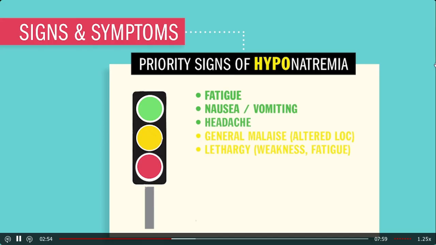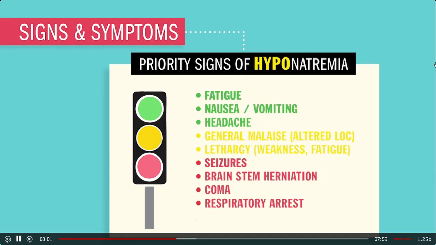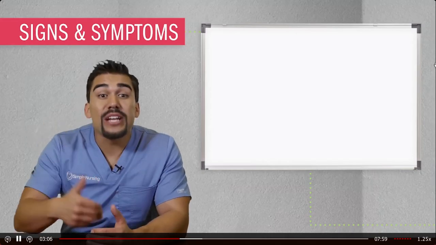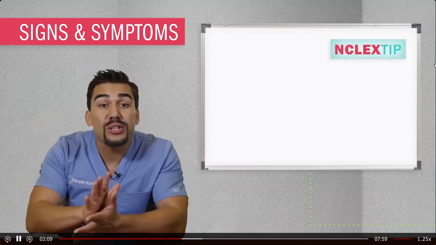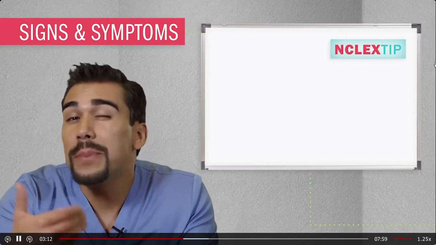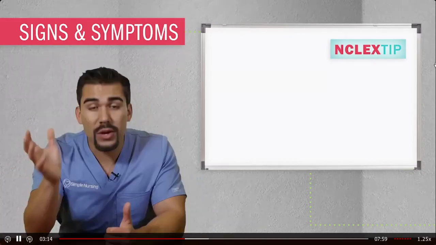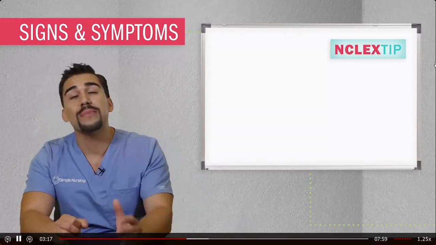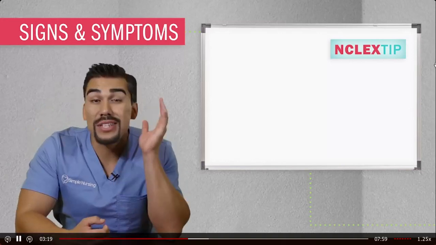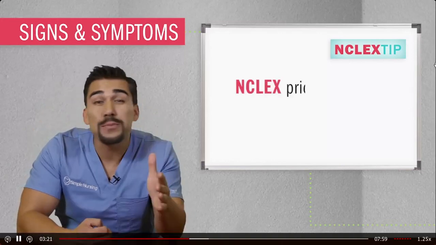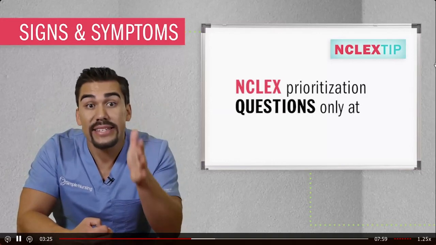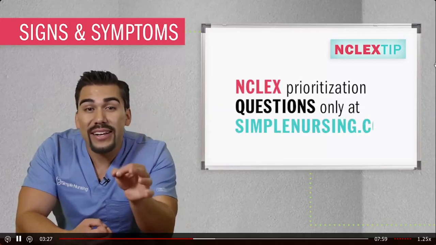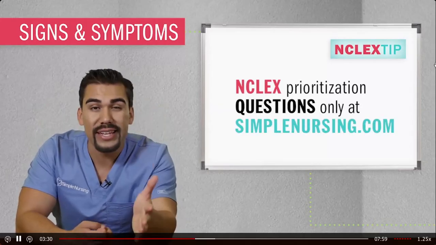Now, severe signs that you really have to prioritize and assess first are seizures, brainstem herniations, coma, respiratory arrest, which all lead to death. These are priority signs and symptoms that your test and your NCLEX will expect you guys to know. They'll ask what patient will the nurse see first. So guys, really pause this video, write those down because honestly they are very critical. Now here's a little hint for you. We have NCLEX prioritization and delegation questions in this next little video series here at simplenursing.com. So guys, please don't worry, I got you.